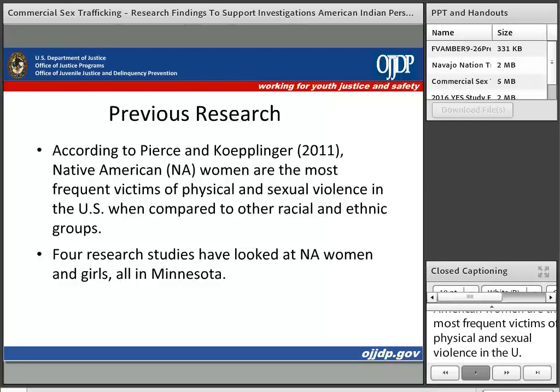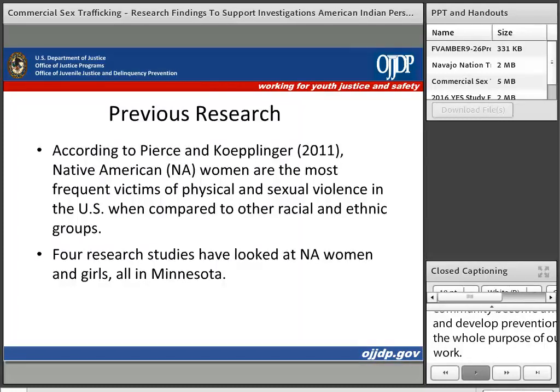So we know that they are disproportionately victimized, that we have significant evidence that Native American persons, whether they're male or female or transgender, are experiencing pervasive victimization in different settings. But how do we recognize sex trafficking? How do we help identify it? How do we help the community become aware of it and develop prevention and intervention? That is the whole purpose of our work towards this.